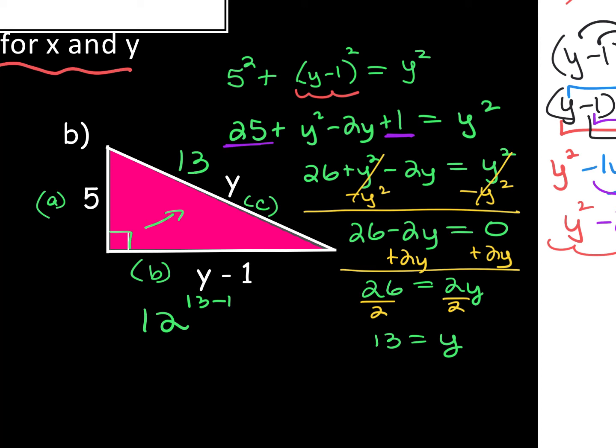Let's try example C. This is where we're going to be squaring a radical. For example C, wouldn't you just know it's a 45, 45, 90? For which one? Example C.